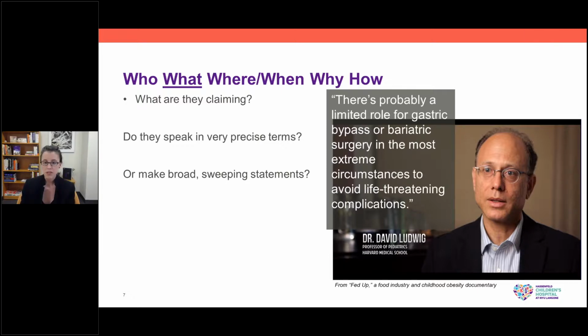Here's a good example. This is a doctor who is talking about gastric bypass in pediatric patients. And you notice how precise he is. He talks about what it can and cannot do. He adds in the word probably. He says it's limited. He talks about very specific outcomes. He doesn't just sort of say generally, oh, gastric bypass is a fabulous intervention for obese children. He's really very precise about it. Anyone who talks about a miracle cure, you should just know that that has nothing to do with science. It's something else, but it's not science.